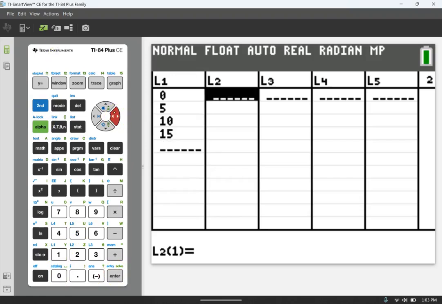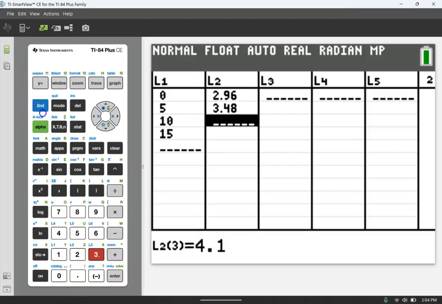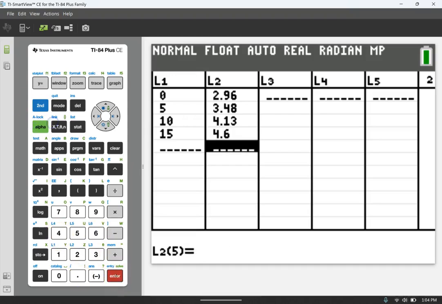What do you think we're going to put in list 2? The d of t values. What's my first d of t value? 2.96. What's our next d of t value? 3.48. What's our next one? 4.13. What's our next one? 4.6, and so forth. TI calculators, enter in your data, please, in list 1, list 2.